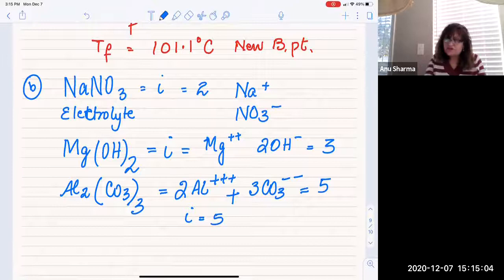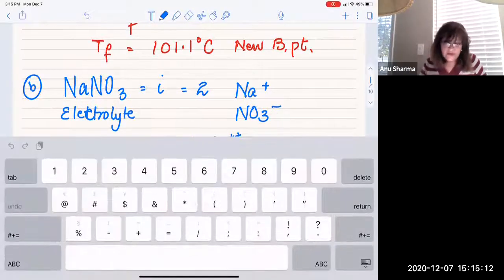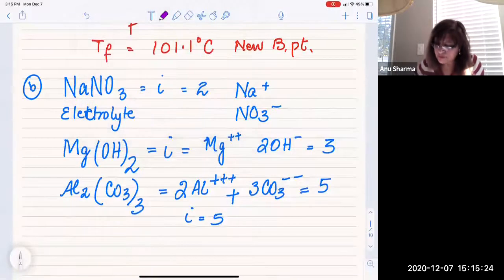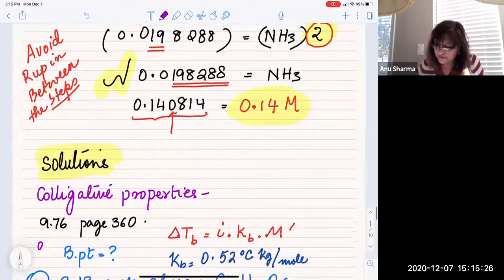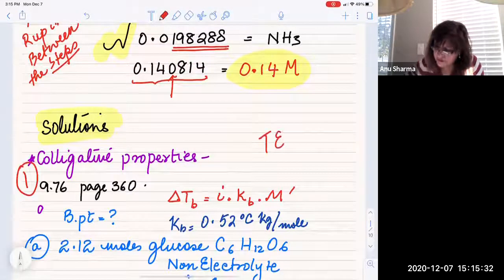Same is the case with the freezing point. Just keep in mind that the boiling point is 100 and the freezing point is 0 for water, and we are going to give you the values of Kb and Kf. So let's move on to the next one. This was colligative properties. This is important. This was 1. So again, test question.